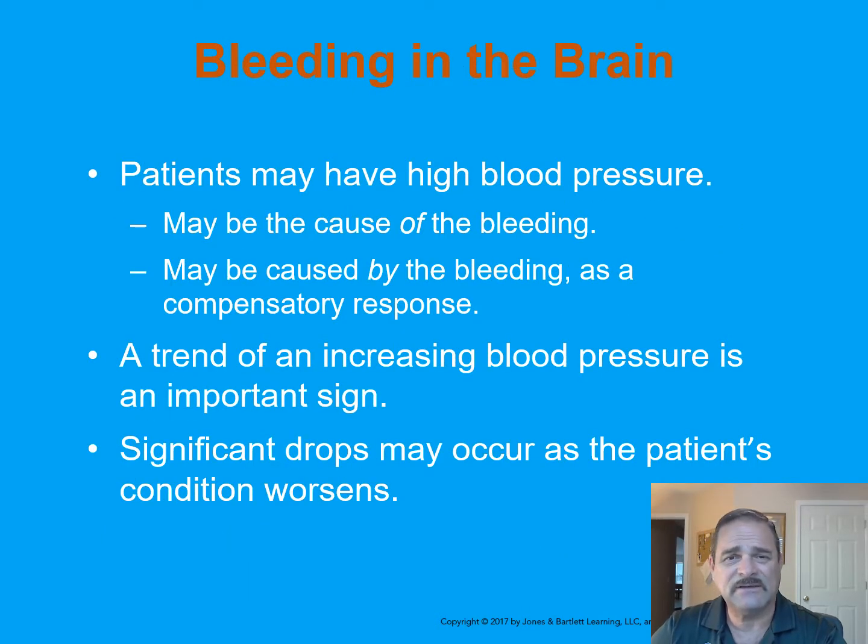Bleeding in the brain. Patients may have high blood pressure, okay? A lot of folks have it. They go untreated, and once something ruptures in there, the high blood pressure may be the cause of the bleeding. It may also be caused by the bleeding as a compensatory response. A trend of increasing blood pressure is an important sign to take note of. Significant drops may also occur as the patient's condition worsens.